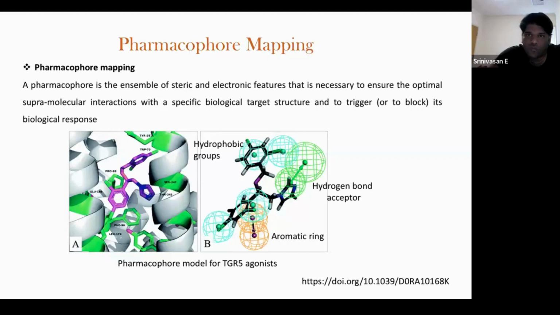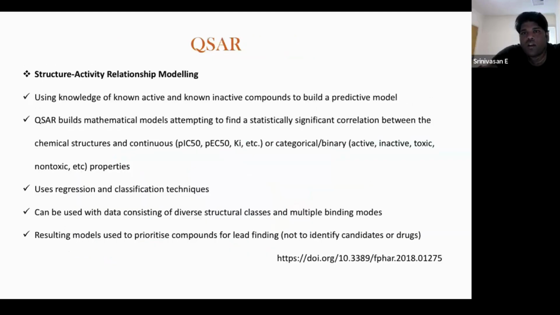There are software and tools which could help us with pharmacophore mapping. Once the pharmacophore mapping is done, people use it in a machine learning way. Before machine learning kicked in, they could use different properties to find the correlation between the models, and they could build the model. So these are mathematical models.